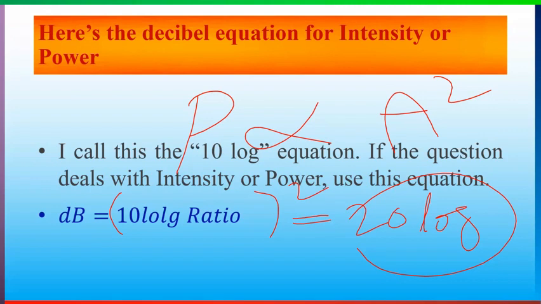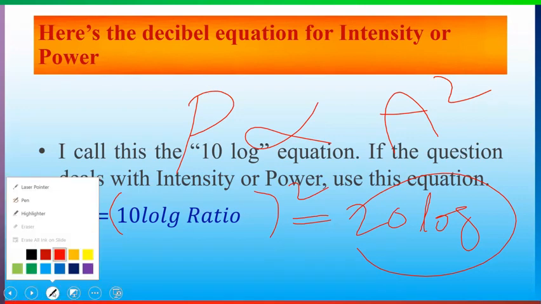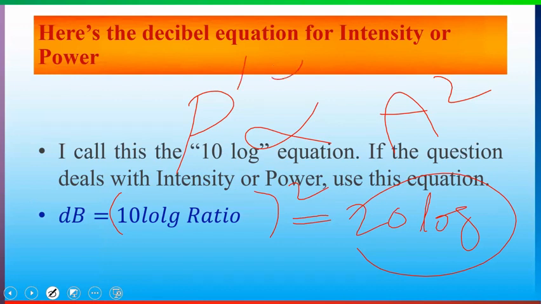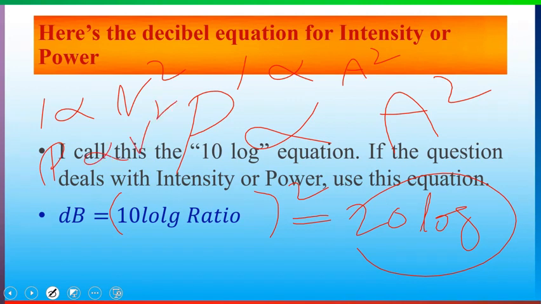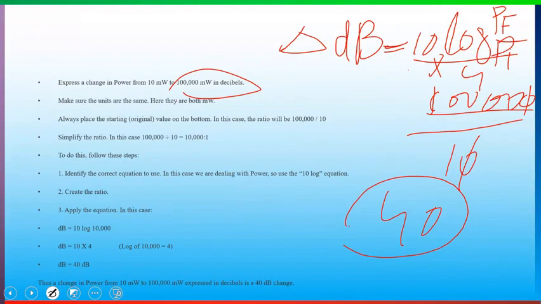And we already know the relation between power and amplitude: power is directly proportional to amplitude square. If you talk about intensity, intensity is directly proportional to amplitude square. And similarly, intensity is directly proportional to voltage square. Power is directly proportional to voltage square. So we'll use the 10 log equation for intensity and power, and the 20 log equation for amplitude and voltage.